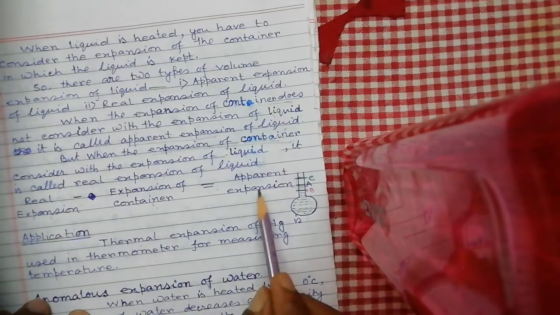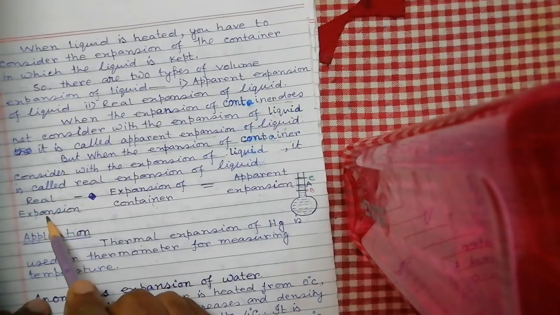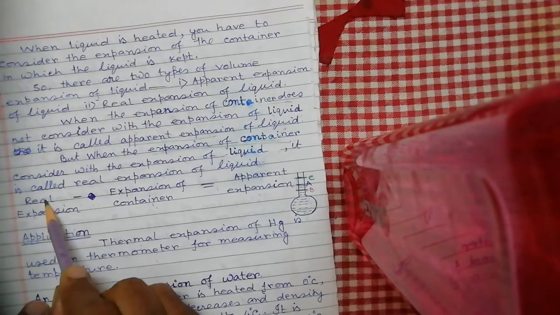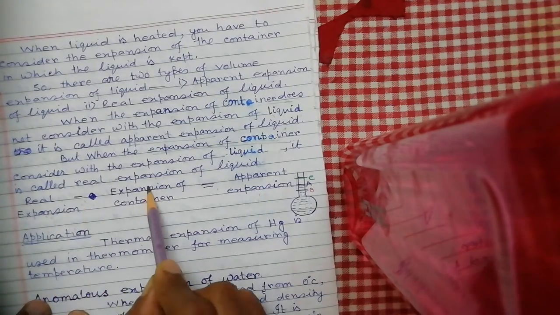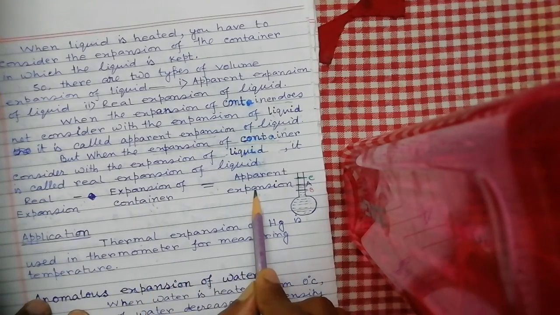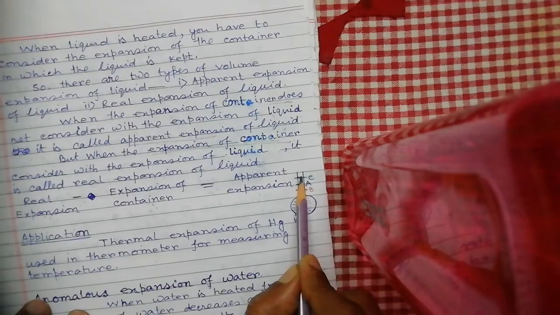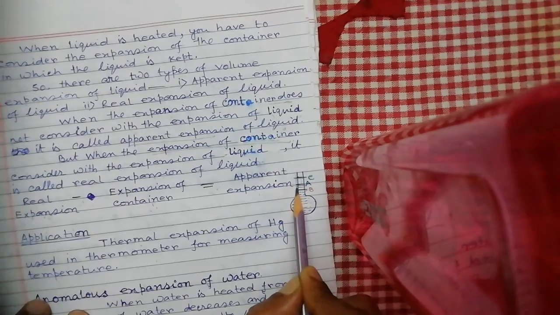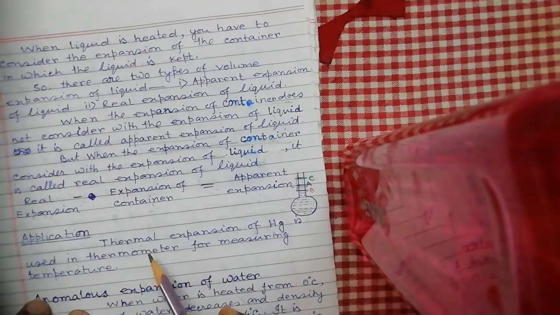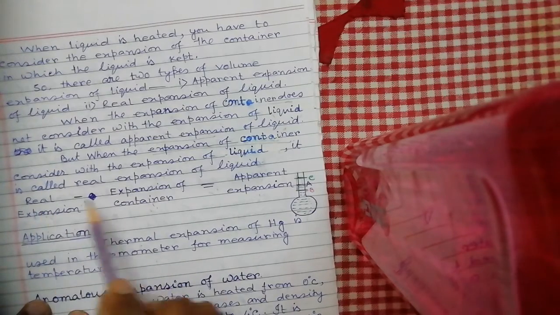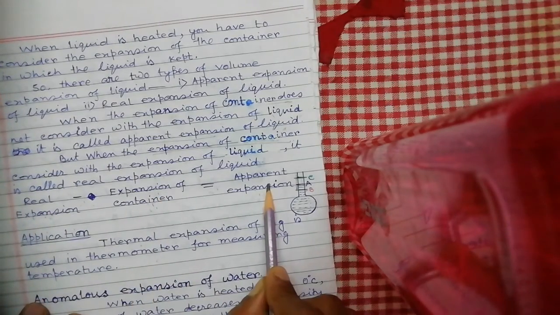That means in case of real expansion, we consider the expansion of container. Now the relation between these three, that means real expansion, expansion of container and the apparent expansion, is: real expansion minus expansion of container gives the apparent expansion. How do you get it? This is the real expansion minus expansion of container, that gives the apparent expansion. So this is the relation between the real expansion, expansion of container, and the apparent expansion.